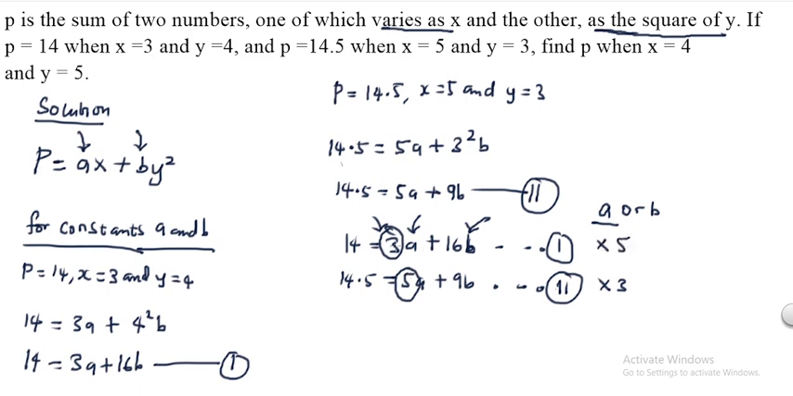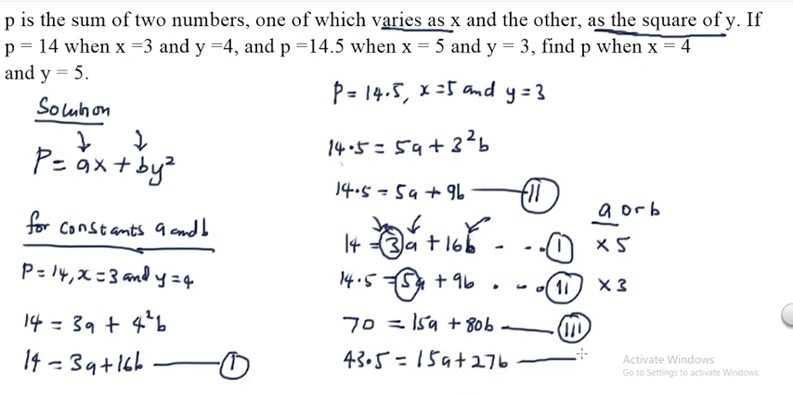The point of doing this is so that the coefficient of a here equals the coefficient of a here. Doing the multiplications now, 5 times 14 is 70, and this equals 5 times 3a, which is 15a, plus 5 times 16b, which is 80b. I can call this equation 3. For equation 2, 3 times 14.5 is 43.5, and this equals 3 times 5a, which is 15a, plus 3 times 9b, which is 27b. I can call this equation 4.